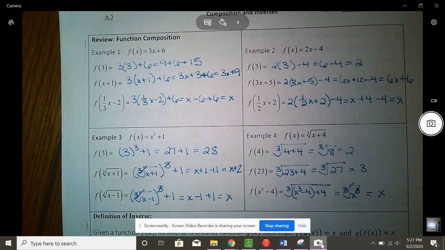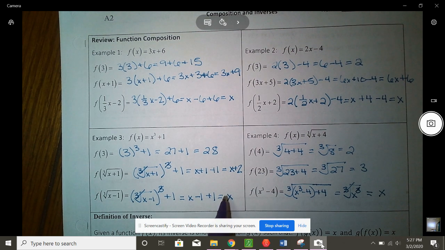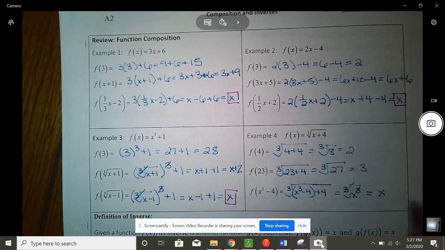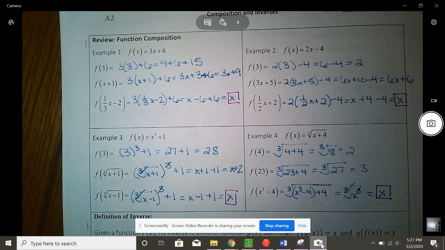Okay, I hope you are seeing a pattern in our third input for each of these review problems. For each problem, we get a final output of just x, and that was not a coincidence. That is a well-designed review to lead us to our next topic about inverses. So when you're ready, come back to video number 2, and we'll start talking about the inverse of a function.